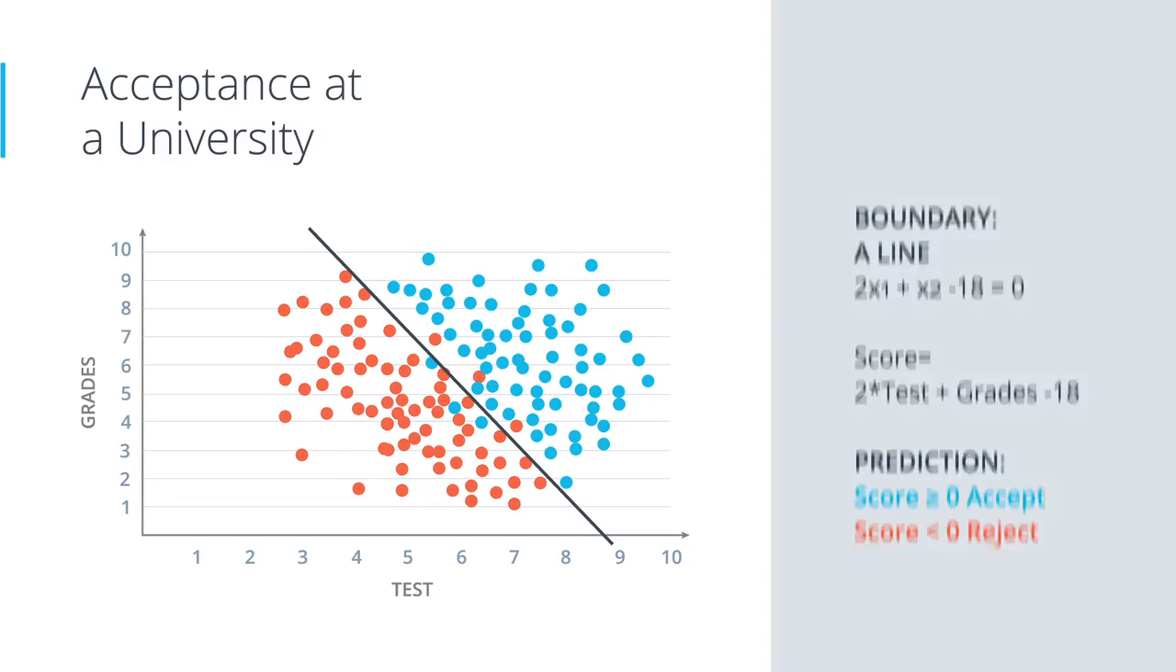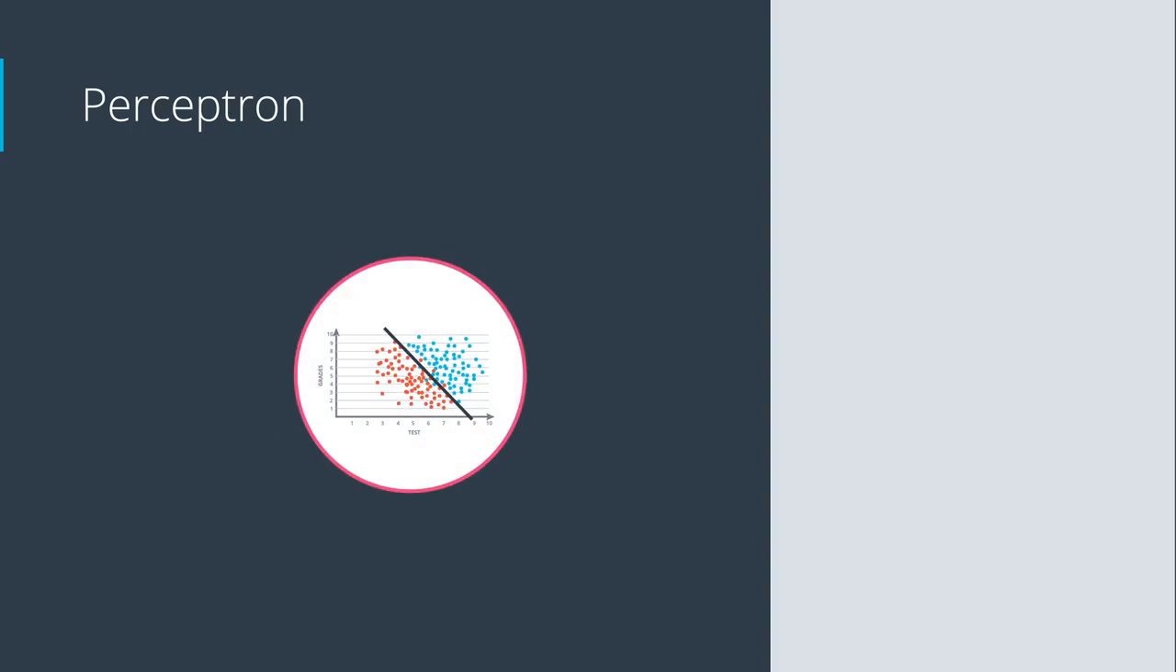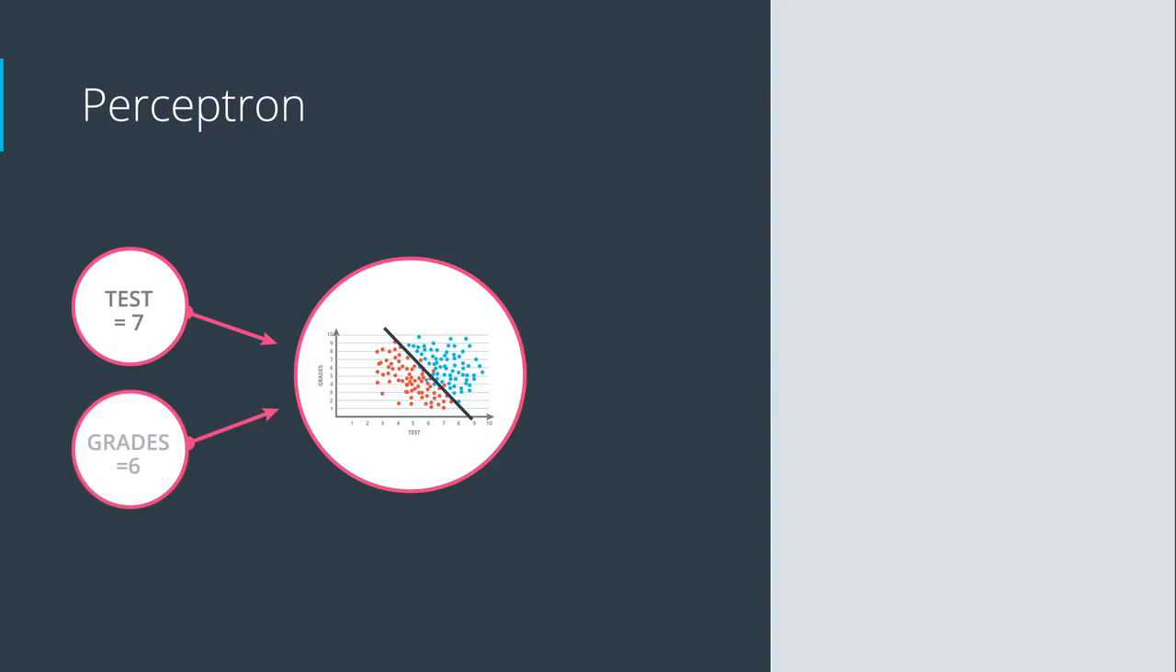is negative. So now we'll introduce the notion of a perceptron, which is the building block of neural networks, and it's just an encoding of our equation into a small graph. The way we build it is the following. Here we have our data and our boundary line, and we fit it inside a node. And now we add small nodes for the inputs, which in this case are the test and the grades.